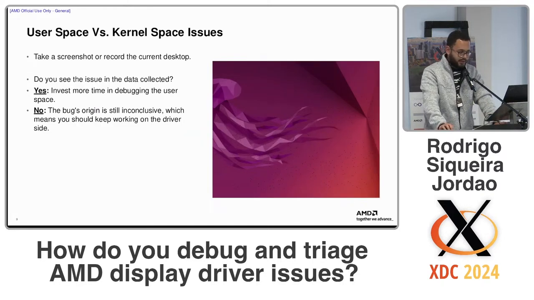Another thing that you can check is, sometimes we see some issue in the display and we automatically think, oh, it's a display issue, but it may not be true. One quick check, you can try to take a screenshot or video capture. If you see the issue in the video capture, maybe it's worth checking the user space a little bit more. But if you don't see it there, you probably want to keep going on the kernel side.